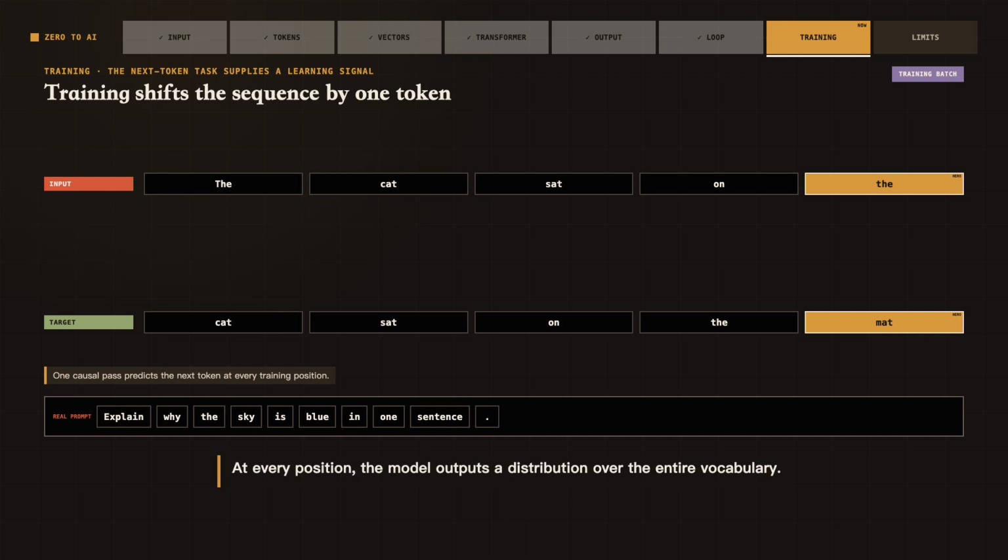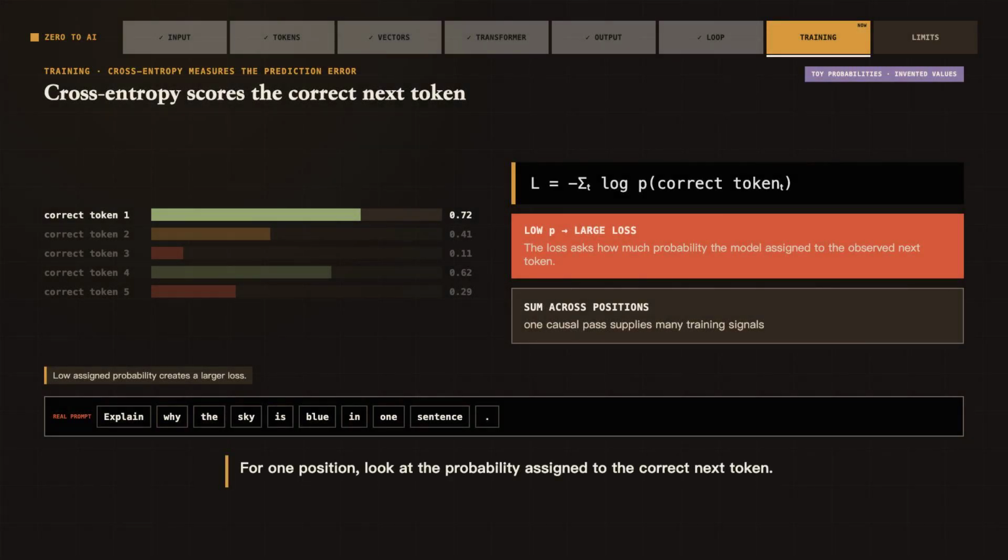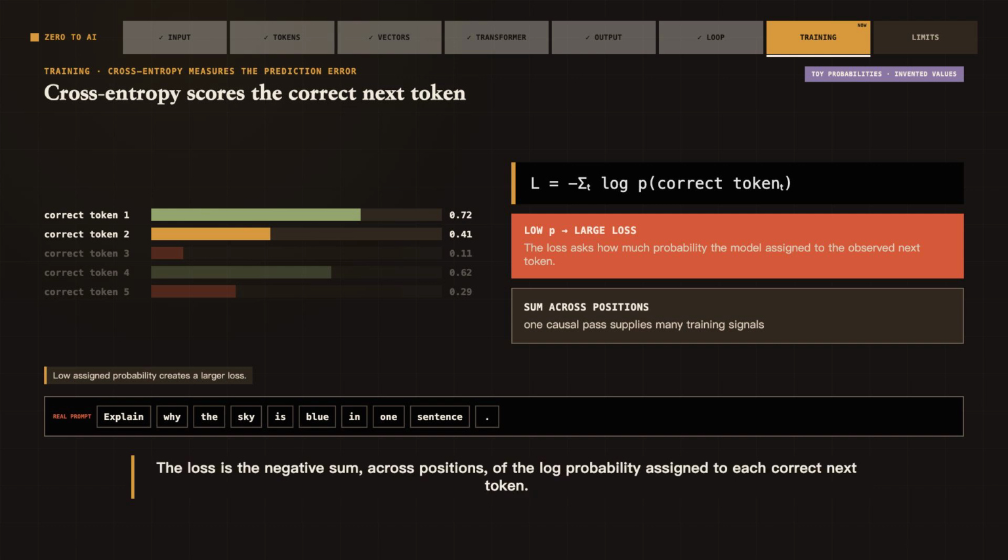At every position, the model outputs a distribution over the entire vocabulary. For one position, look at the probability assigned to the correct next token. If the model assigned the correct token a probability of 0.8, the loss is lower. If it assigned a probability of 0.001, the loss is much higher. The negative log likelihood objective can be written as: the loss is the negative sum across positions of the log probability assigned to each correct next token.